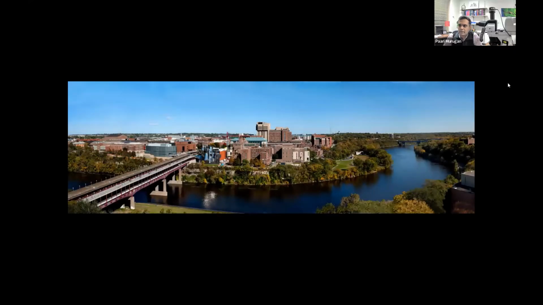Okay, I wanted to start with this picture. This is where I work. This is our university and its hospital buildings. And we are right by the river here. As you can see, this is the Mississippi River, and it starts in Minnesota, in Minneapolis.